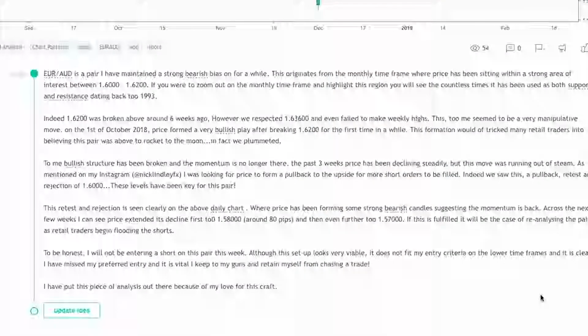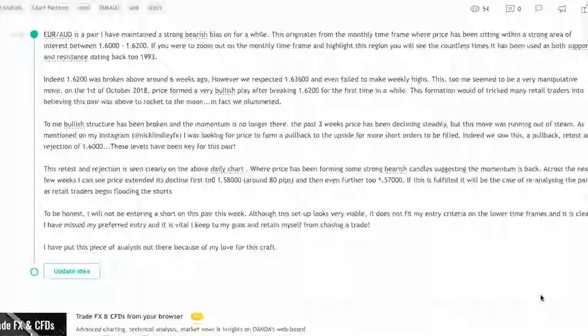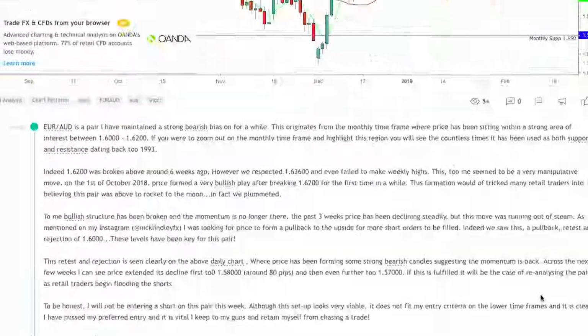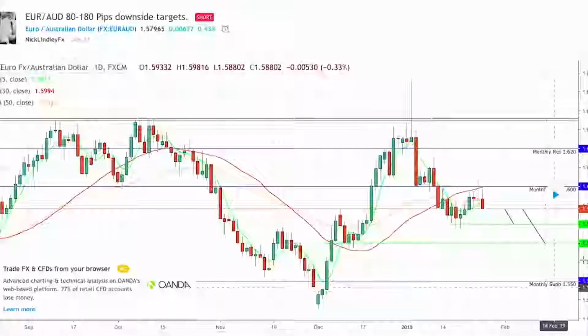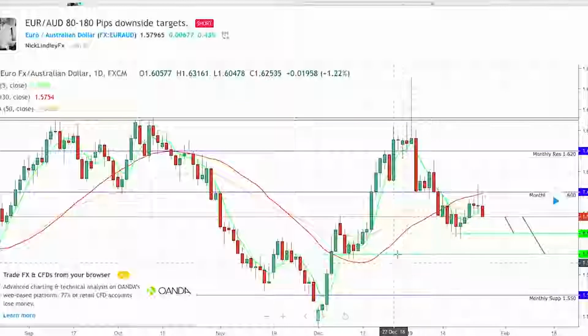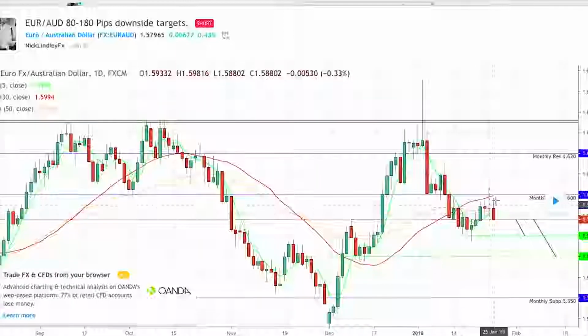I do try to provide a lot of information in my description on why I'm looking at certain trades, and give some sort of fundamental bias in there, although I don't like to give away too many of my secrets. What I was looking for here was price to make new lows. It was a very easy setup to spot. As you can see, price formed a beautiful lower high across the 1.6 key level, which coincided with a bearish Fibonacci retracement.